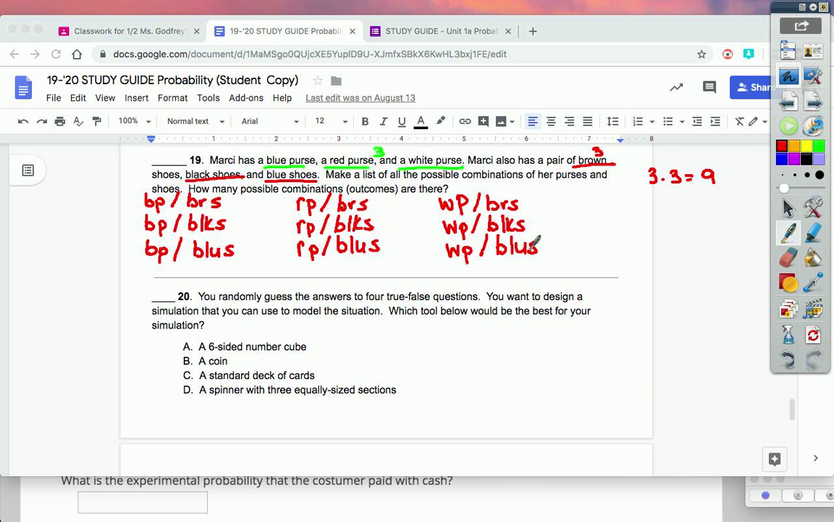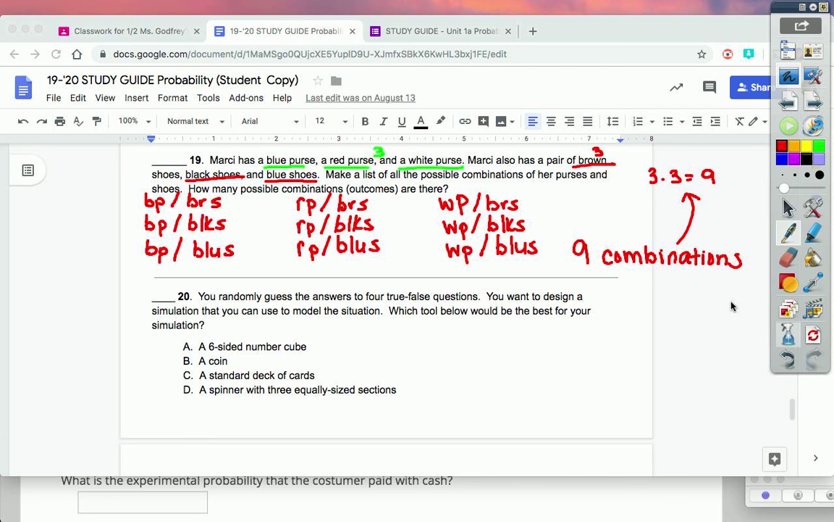Let's see how many we have. 1, 2, 3, 4, 5, 6, 7, 8, 9. We have a total of 9 combinations, which I had up here. Any questions here? Okay, moving along to the next one.